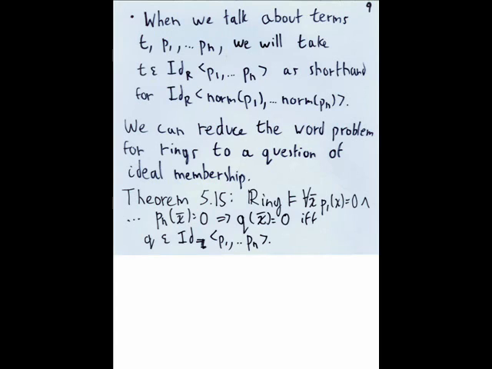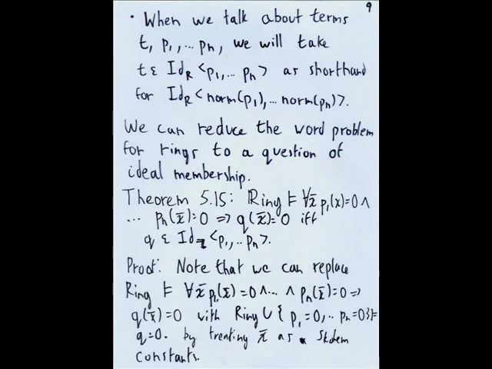So for the proof of this, note that we can replace ring proves for all x, p1(x) equals 0 and up to pn(x) equals 0 implies q(x) equals 0 with ring of u, p1 equals 0 up to pn equals 0 proves q equals 0, by treating the vector x as Skolem constants. So we got rid of the quantification, and we moved it to the left.